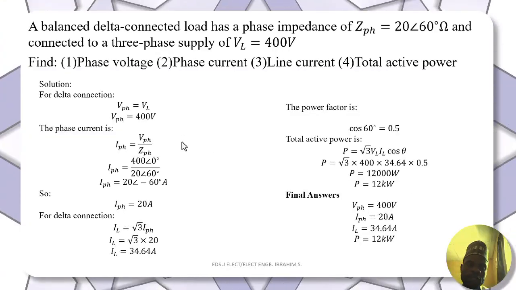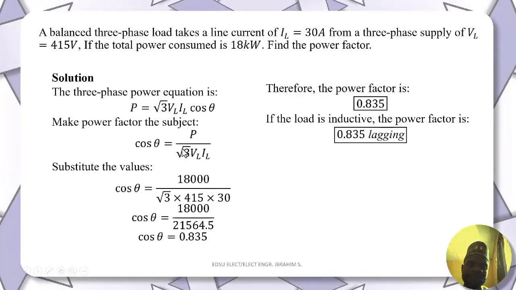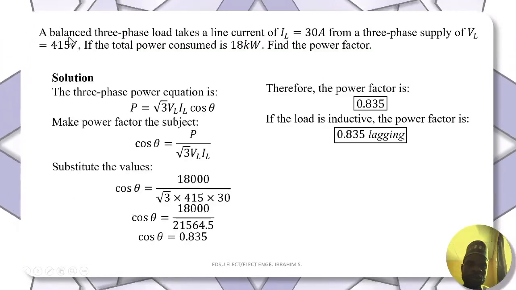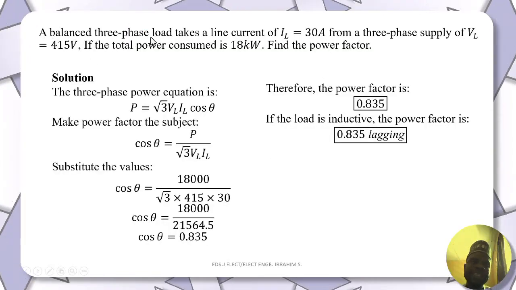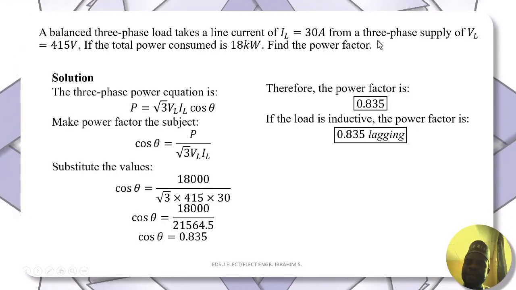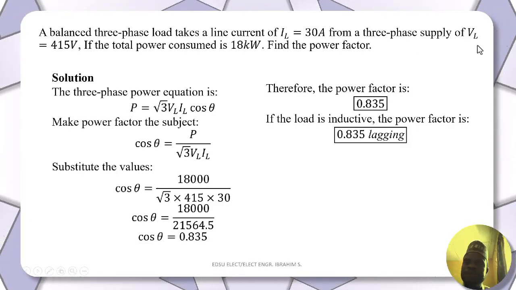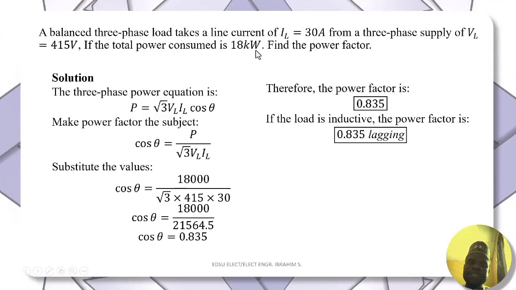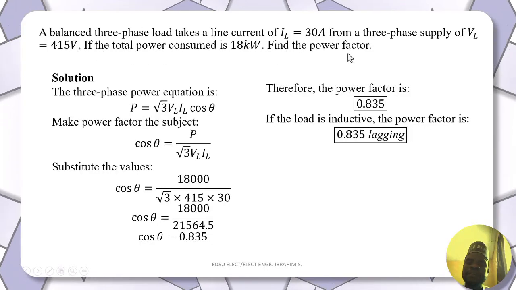Don't forget this is a delta connected system. Then we have another question. A balanced three-phase load takes a line current I line of 30 amps from the three-phase supply of V line 415. If the total power consumed is 18 kilowatts, find the power factor.